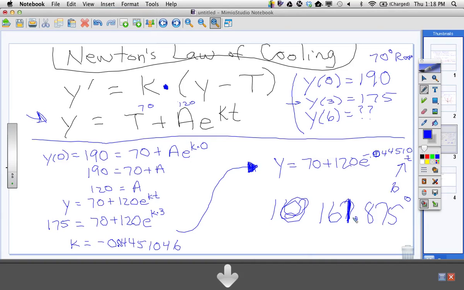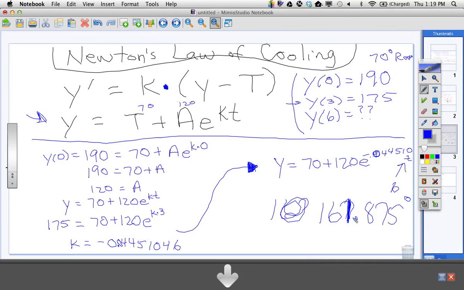After 3 minutes, it went down 15 degrees. After 3 more minutes, it would go less than 15 because it is leveling off. It's starting to cool a little slower, so it didn't go quite 15 degrees in the next 3 minutes. That seems like a reasonable answer. It's 161. I can't believe you can't read that, it looks like a question mark and an exclamation point. 161.875 degrees.